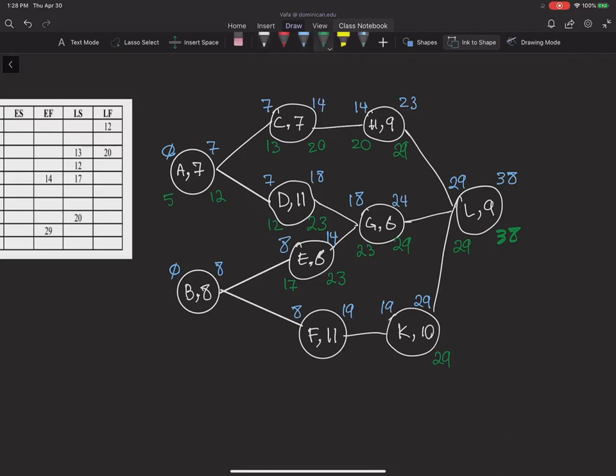Now, using that same information, I can conclude that the late start of activity K also is 19. So 29 minus 10 gives me 19. Going backward again, I see that the late finish of activity F should be 19, and 19 minus 11 gives me 8. Between 17 here and 8, I take the minimum and put it as the late finish of activity B. So the late finish of activity B is going to be 8, and 8 minus 8 will give me 0.